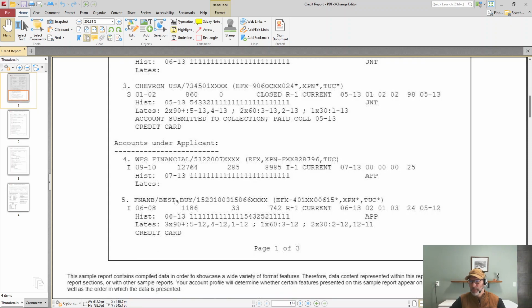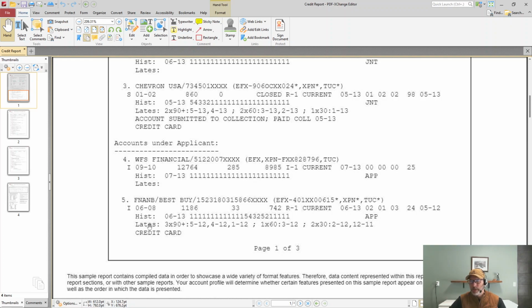FNAB Best Buy. This would be someone who financed something when they bought it at Best Buy. Could have been a computer, could have been a drone, could have been a TV or stereo system or a refrigerator. And this particular one, it looks like they've had some issue making payments on time in the past. However, they are current based on the 6/13 day, the June 13th date.